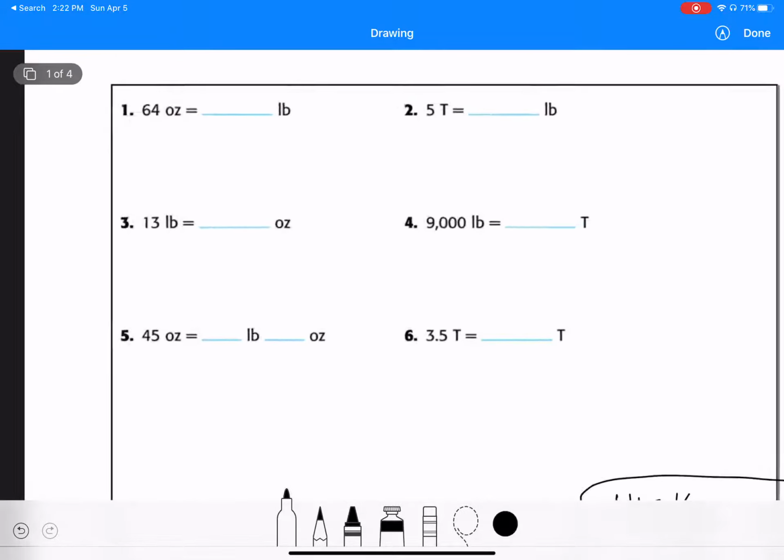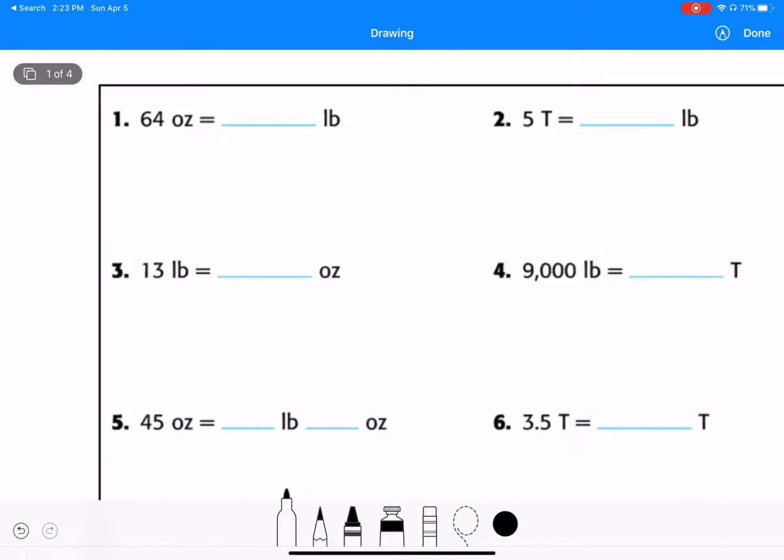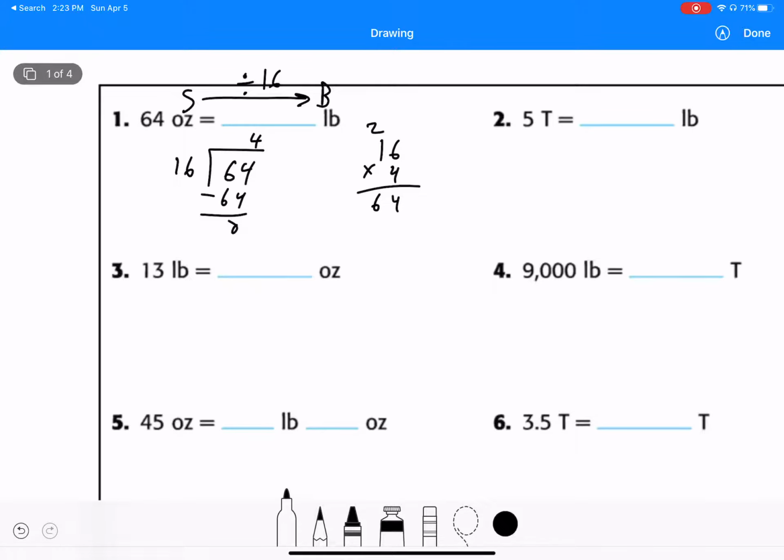So just like on our last unit, if we're going from a small unit to a big unit, we're going to need to divide. So we have 64 ounces divided by 16 ounces make 1 pound. So divide by 16. Let's see here. 16 times something would be close to 64. Let's try 4. 6 times 4 is 24. Carry a 2. 4 times 1 is 4. Plus 2 is 6. It works out exactly right. So 64 ounces equals 4 pounds.